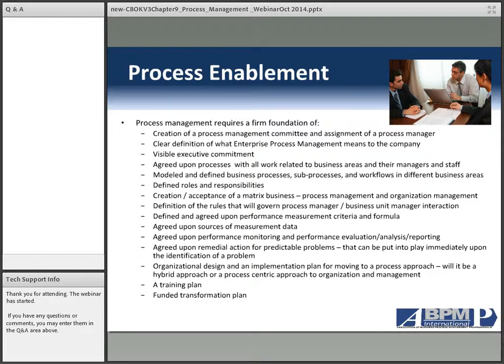You'll look at your RACIs, and you'll also define who does what, when they do it, why they do it, and how they do it, not only on the committees, but also within the overall process itself, at the manager level in the different business units, and then at the operation or execution level within those business units.